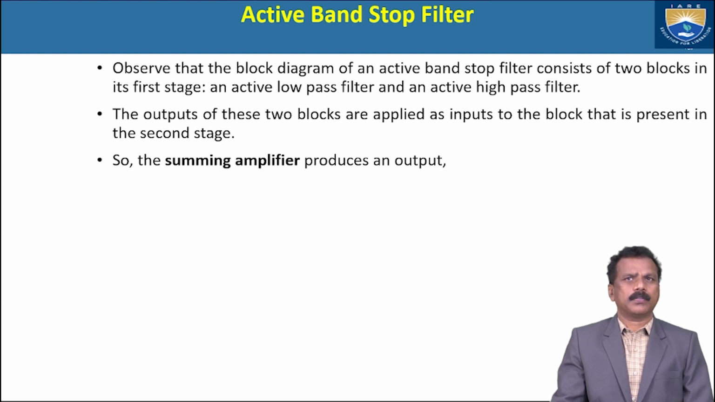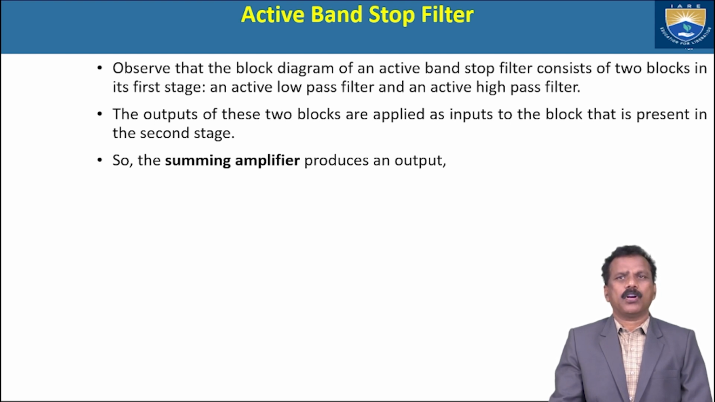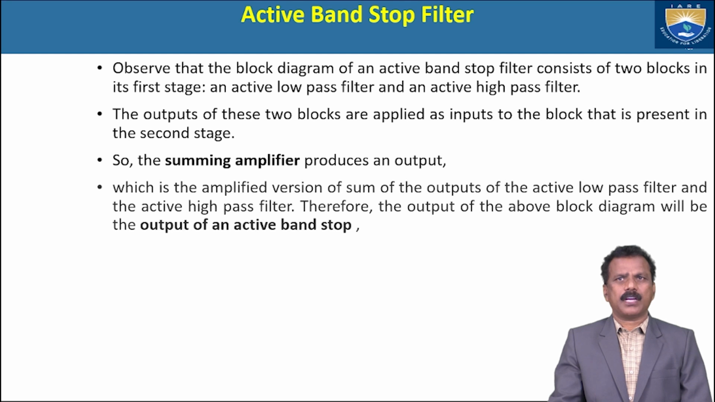Okay, this all depends upon the active band stop filter. It consists of two stages. First stage is active low pass filter and active high pass filter. Depending upon these, the outputs of these two blocks are applied as input to the block present at the second stage. So the summing amplifier produces an output, which is the amplified version of the sum of the outputs of the active low pass filter and the active high pass filter. Therefore, the output of the above block diagram will be the output of an active band stop filter.